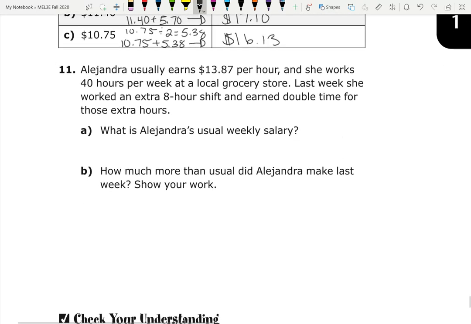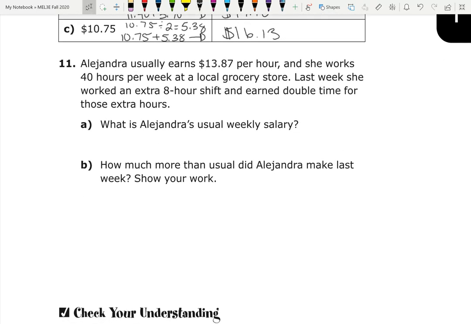Alejandra usually earns $13.87 per hour, and she works 40 hours per week at a local grocery store. Last week, she worked an extra 8-hour shift and earned double time for those extra hours. Okay, so 40 hours at $13.87. Okay, and then 8 hours double time.